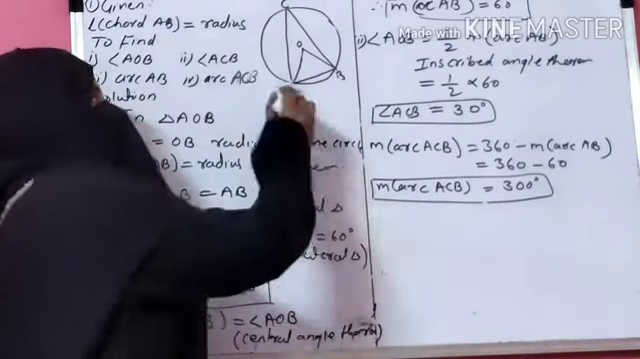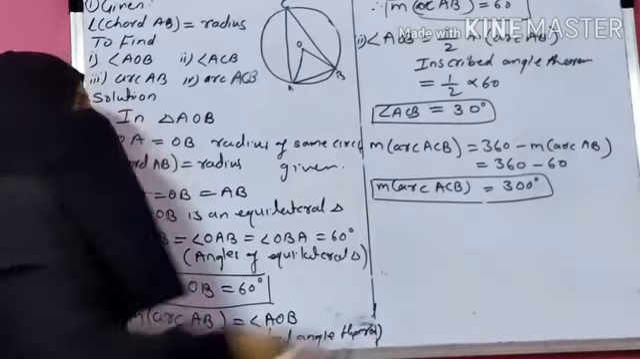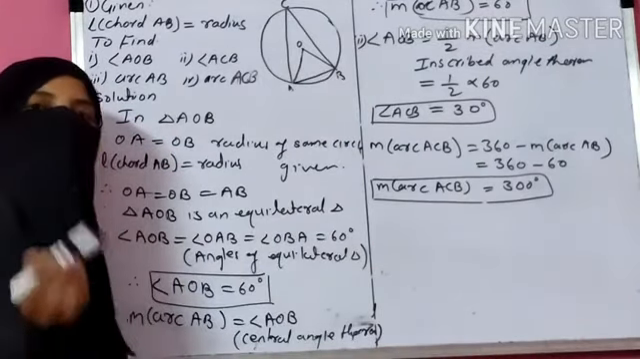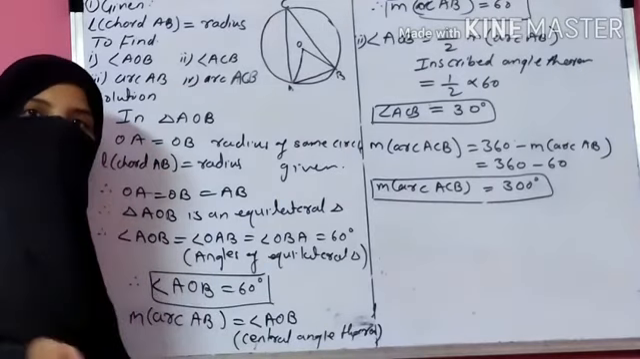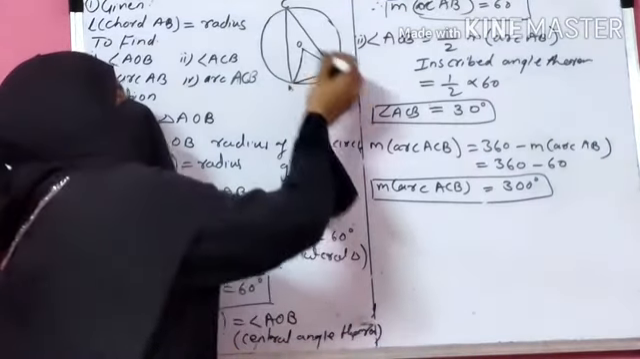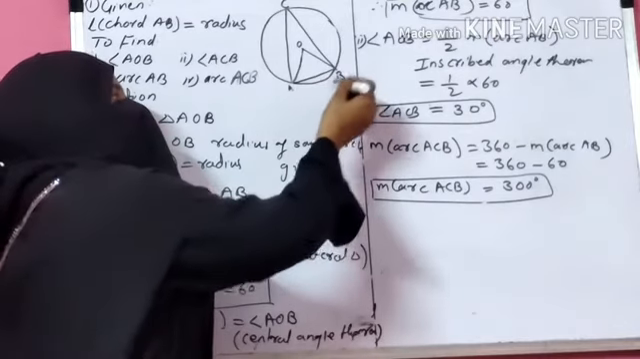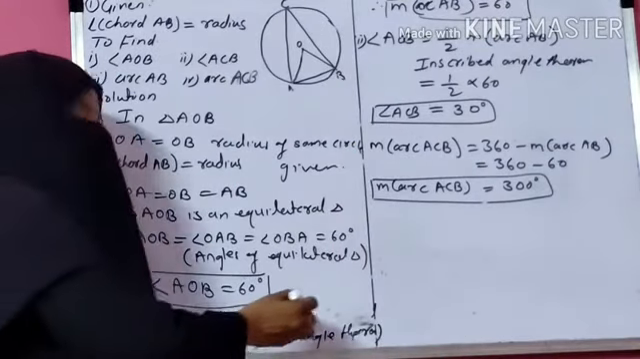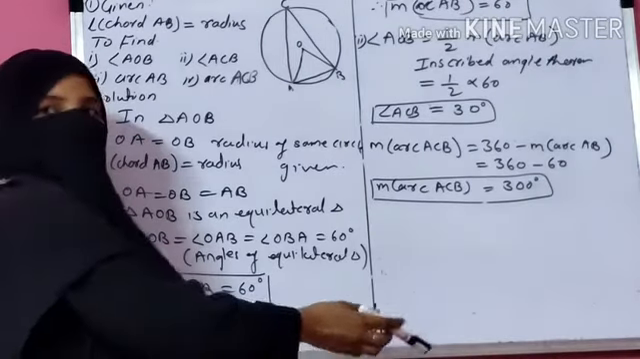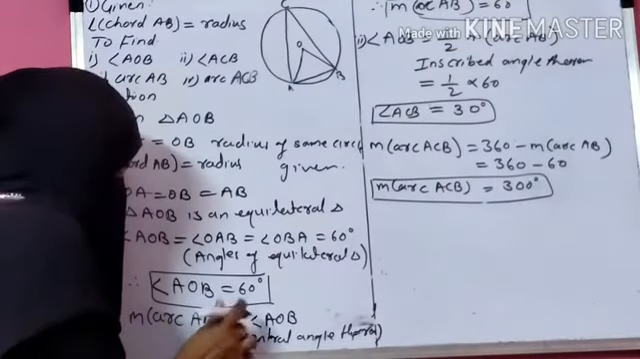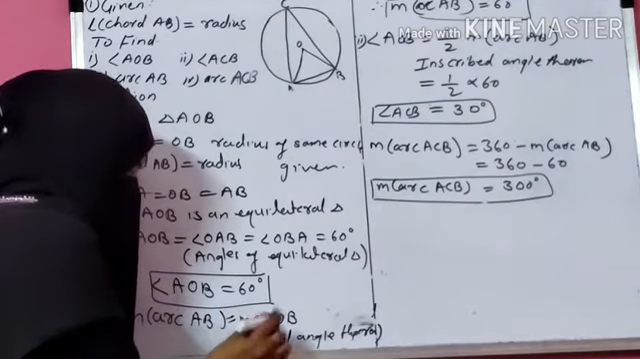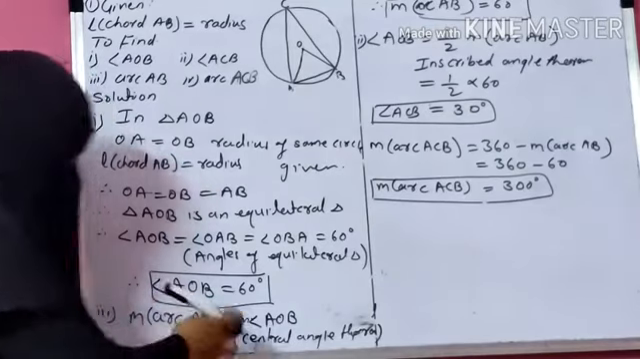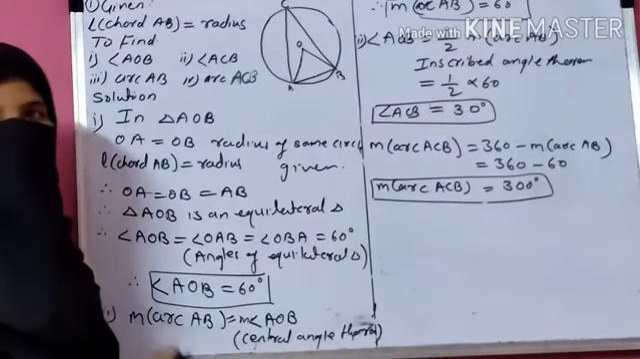Okay. Next, AOB is the central angle, and the measure of a central angle is equal to the measure of the arc. We have discussed this concept in a previous lecture also. Measure of angle AOB, the central angle, is equal to the measure of arc AB. So measure of arc AB is equal to the central angle AOB. Therefore measure of arc AB is 60 degrees, as the central angle is 60 degrees.